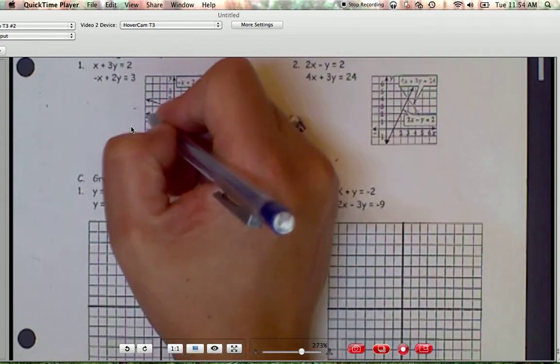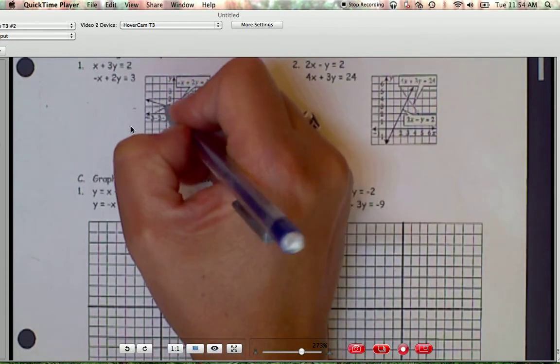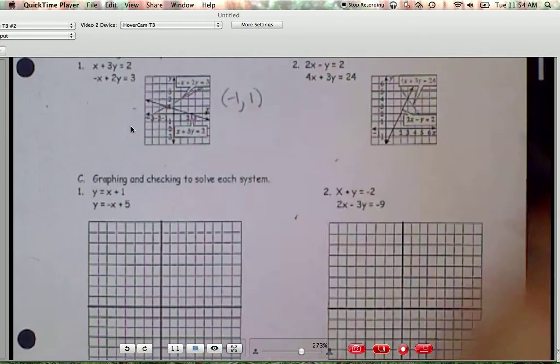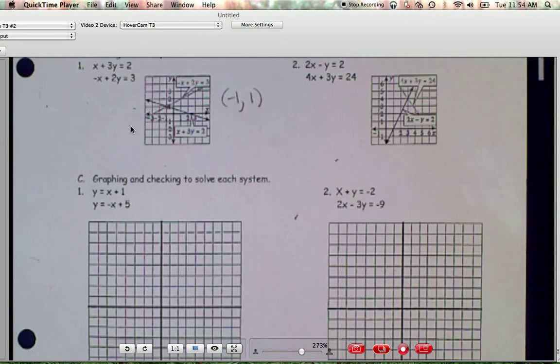Remember, you need to go on the x-axis first, which means we're going back 1, so that's -1, and you're going up 1 on the y-axis, so that's +1. So the solution to this system is -1, 1. What about number 2? What would the solution to number 2 be?